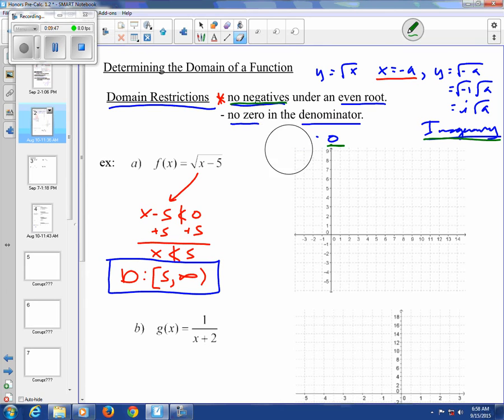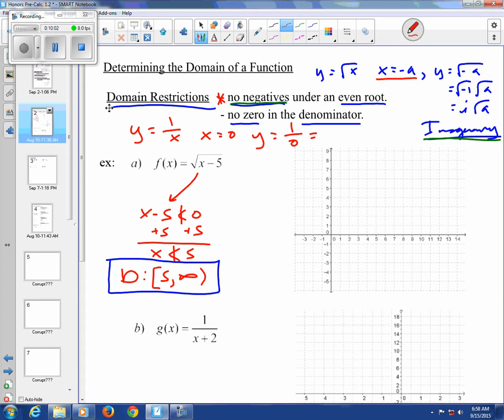Okay, so right here, let's look at our second restriction. The second restriction says no zeros in the denominator. And of course, right here, if we've got y equals 1 over x, if I let x equal 0, then my y value is going to be 1 over 0. I can't divide anything by 0. So this is going to make me undefined for x values that give me 0 in the denominator.